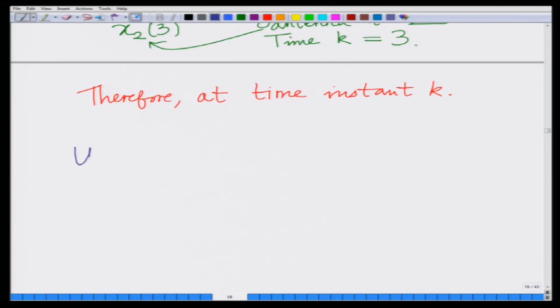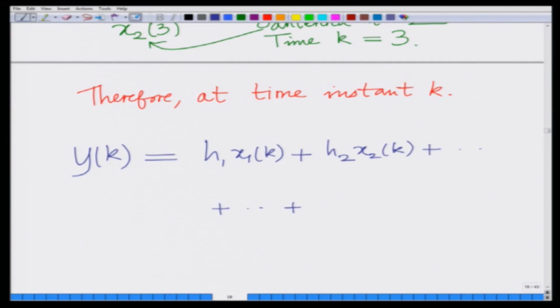we have the observed symbol yk, let me write this clearly, yk which is the received symbol, equal to h1 x1 of k plus h2 x2 of k plus so on plus hm xm of k plus vk. Let me explain this. Yk is the observed symbol at the time instant k, vk is the corresponding noise sample at time instant k. These two things are simple.